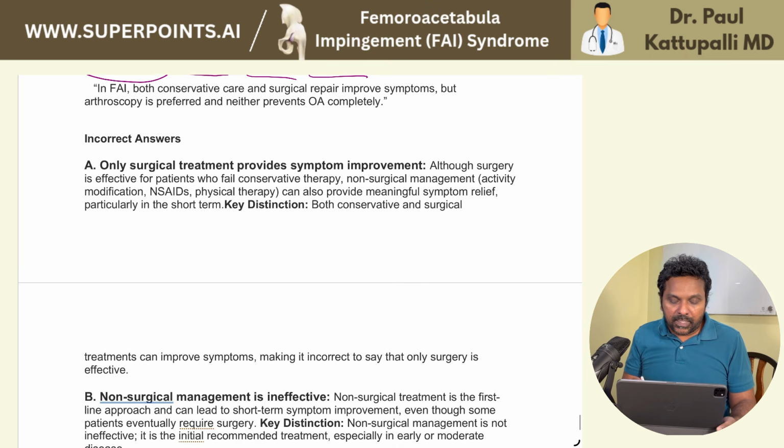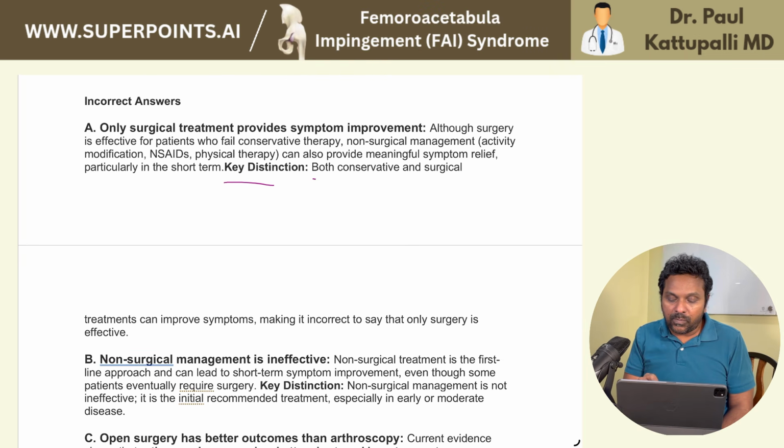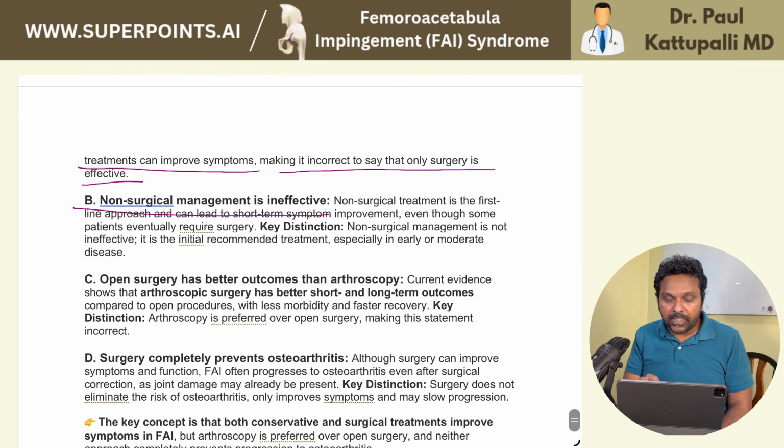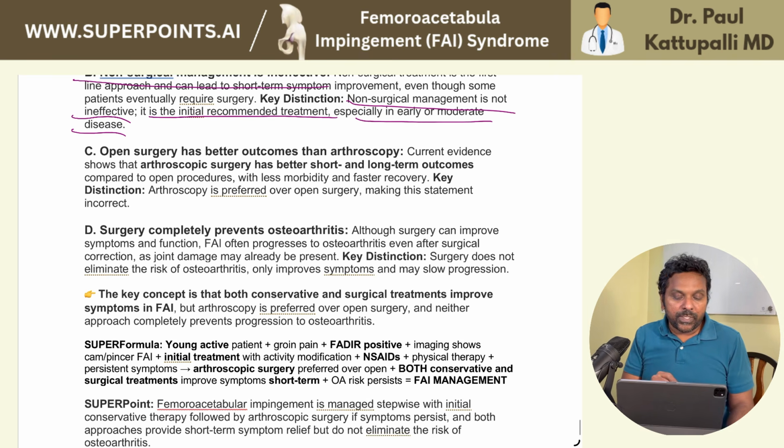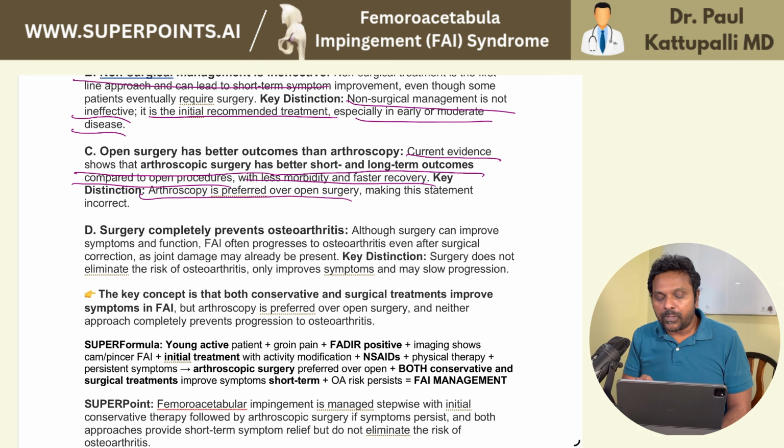So I already discussed incorrect answers. The key distinction: both conservative and surgical treatments can improve symptoms, making it incorrect to say that only surgery is effective. B. Non-surgical management is ineffective. That is also incorrect. Non-surgical management is not ineffective. It is the initial recommended treatment, especially in early and moderate disease. Then open surgery has better outcomes than arthroscopy. Current evidence shows that arthroscopic surgery has better short term and long term outcomes compared to open procedures, with less morbidity and faster recovery. Arthroscopy is preferred over open surgery, making this statement incorrect.